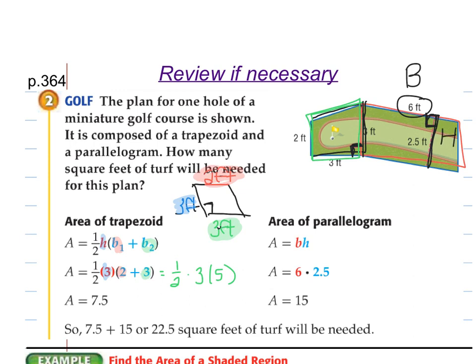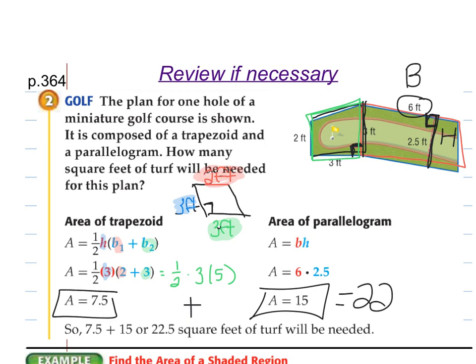So plugging that in, we get area equals 6 times 2 5/10, which equals 15. So to find the area of the total figure, we have to add both the areas together. So 7 5/10 plus 15 equals 22 5/10 square feet of turf needed.